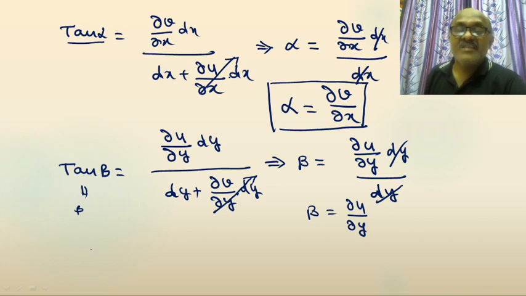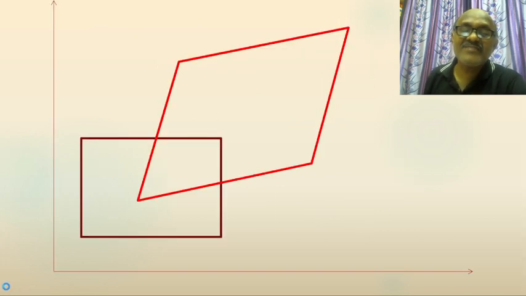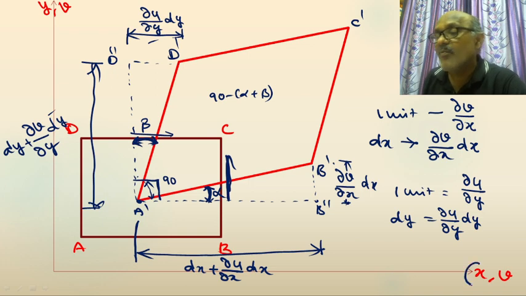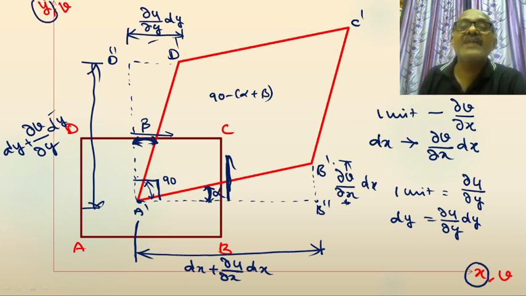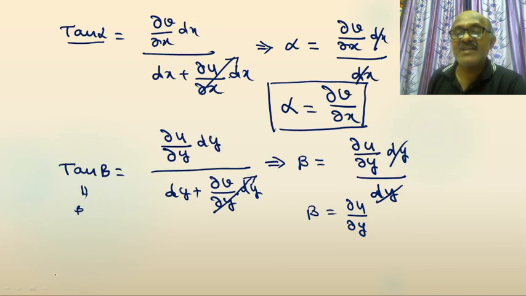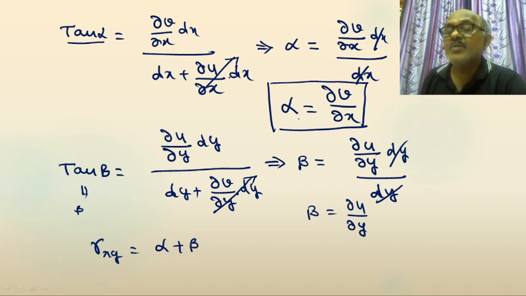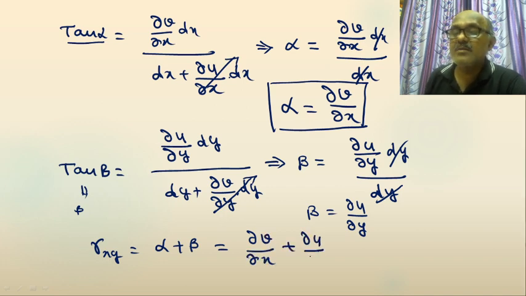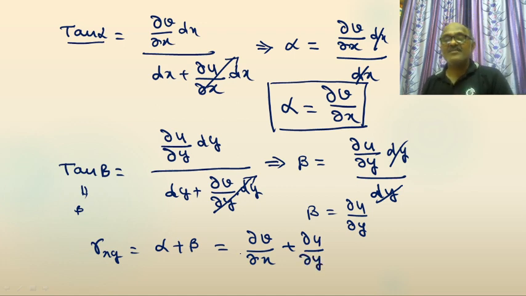That is the shear strain in the xy plane, my dear students. That is, gamma xy is equal to alpha plus beta. Shear strain in the xy plane is the change of angle between two mutually perpendicular planes. That is alpha plus beta, which is equal to ∂v/∂x plus ∂u/∂y. All of it clear, my dear students?